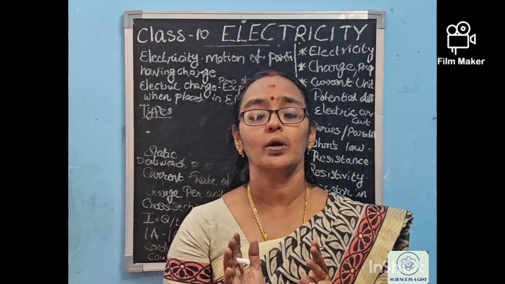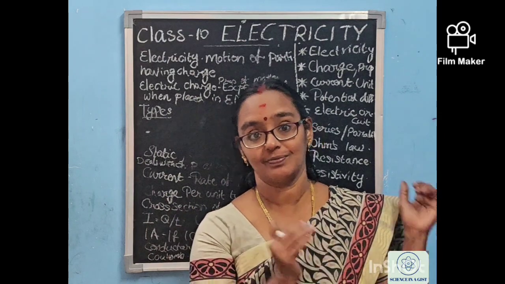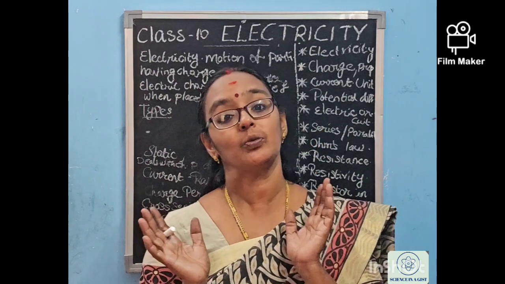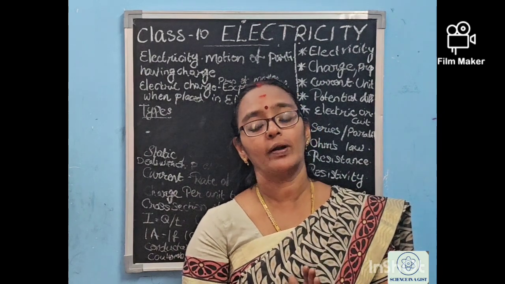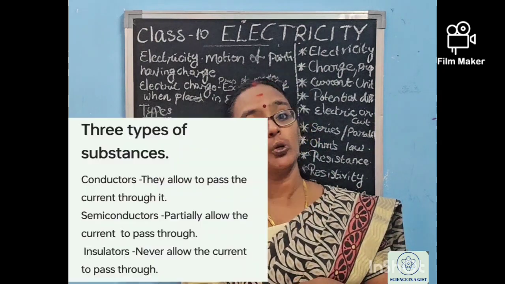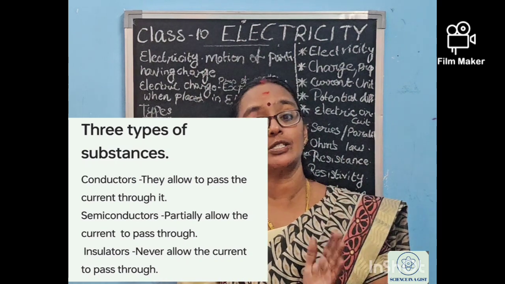What do the conductors do? They fully allow the charged particles to move through them. They allow the electrons to pass through. So electricity can be produced in conductors. Then insulators. Insulators are the ones which do not allow the electrons to move through them. So electricity is not allowed to pass through these insulators.